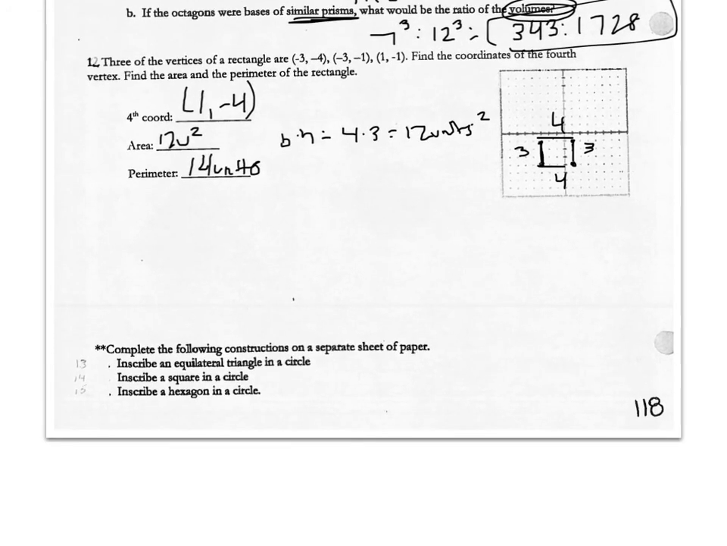And there you go. If you look at the bottom, the last questions, complete the following constructions. These are constructions we're going to do next in class. If not, you can go into our volume folder on Schoology, click on constructions, scroll all the way to the bottom to the circle topic, and it has inscribe a square in a circle, inscribe a hexagon in a circle, and you can find inscribing a triangle in a circle. Okay, good luck, guys.